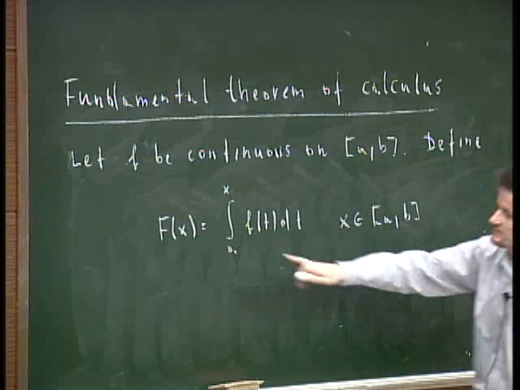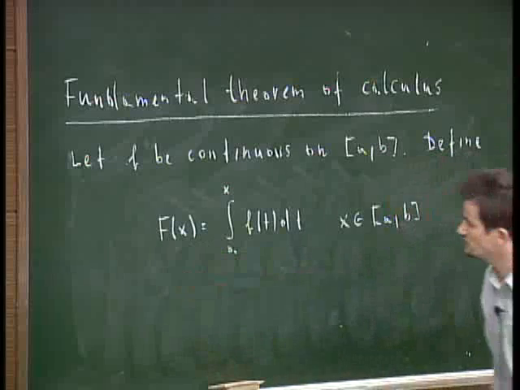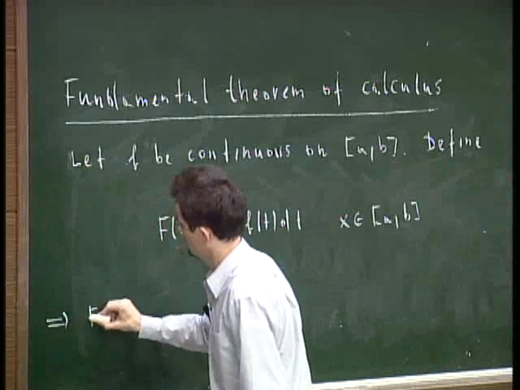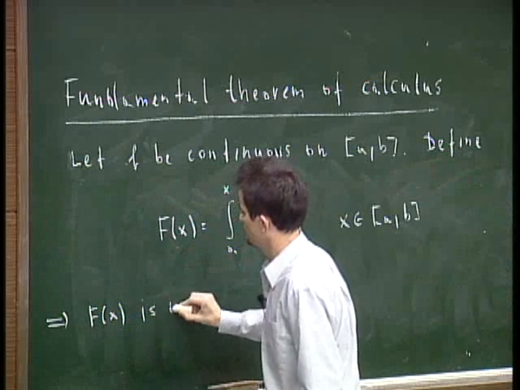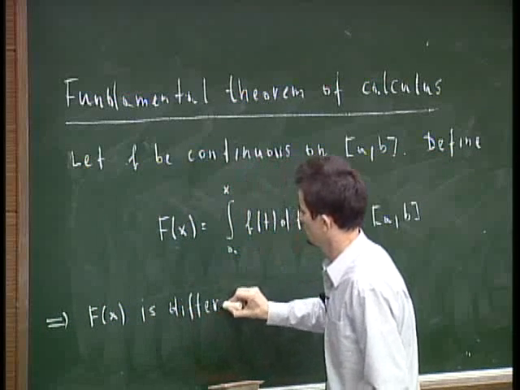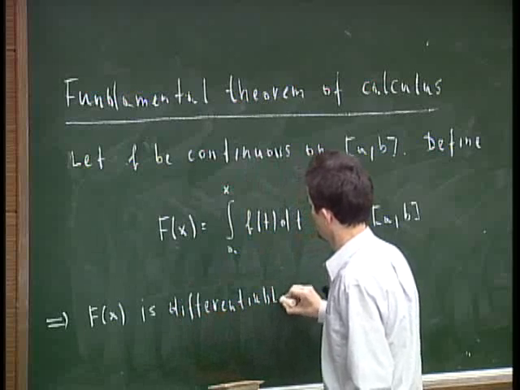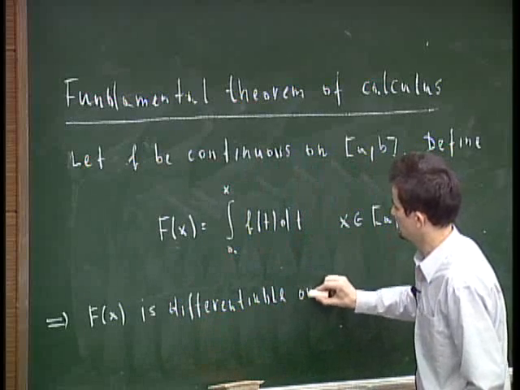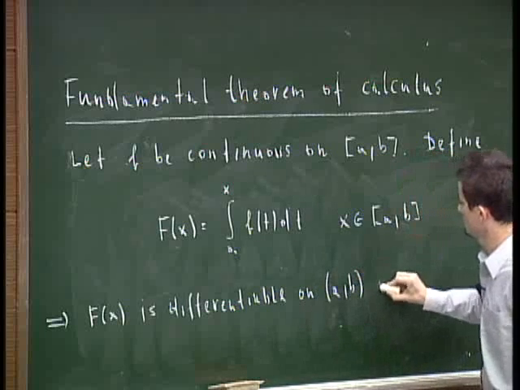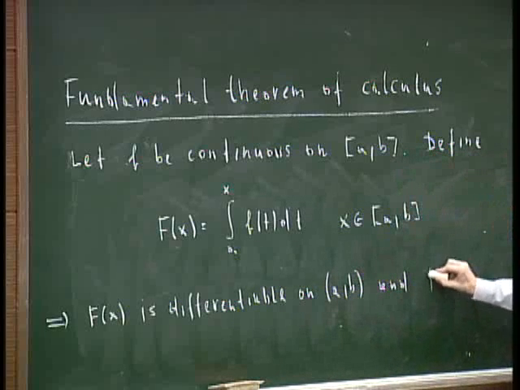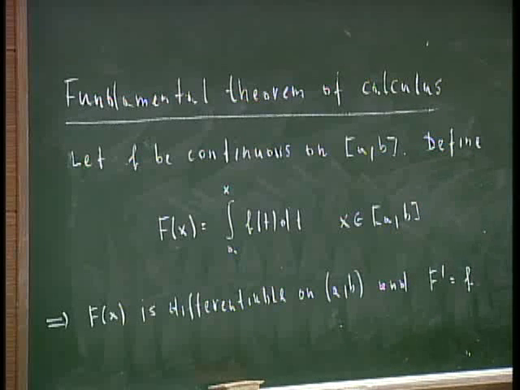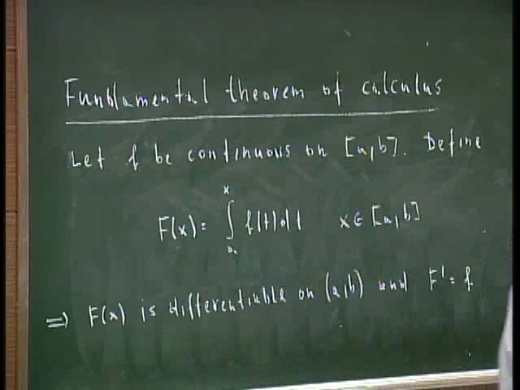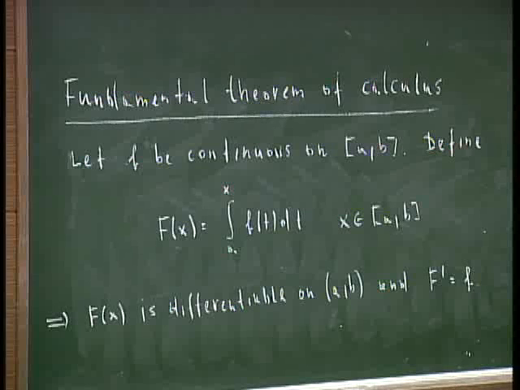Then this function which you get here is differentiable. So F of x is differentiable on [a,b], and the derivative is equal to f. So we saw here already the proof idea. We will essentially use the same idea, so we will make this more precise in order to prove it, and then we will get an exact proof.